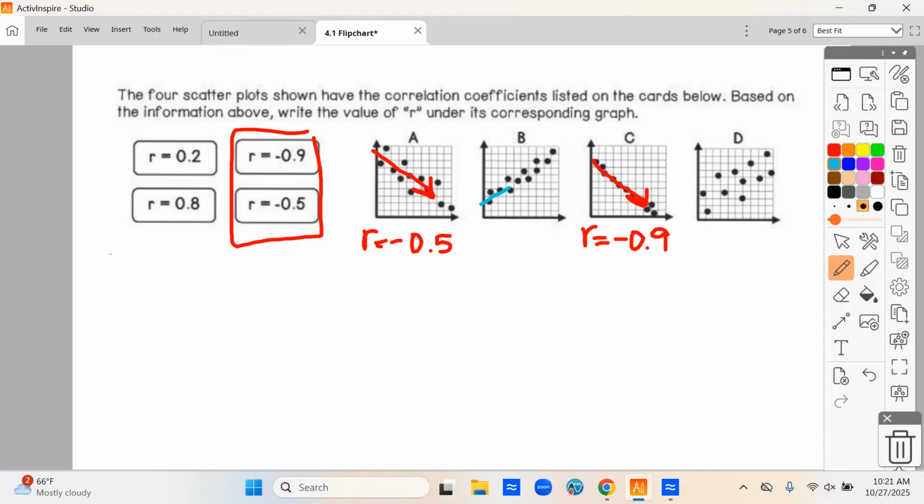For B and D, they're both positive. Okay, B is definitely stronger than D, but I'm going to have to use my positive R values. So B, I need closer to 1, so I'd say 0.8, and D, I need closer to 0, so I'd say 0.2. So understanding greater than less than of decimals here is very important.